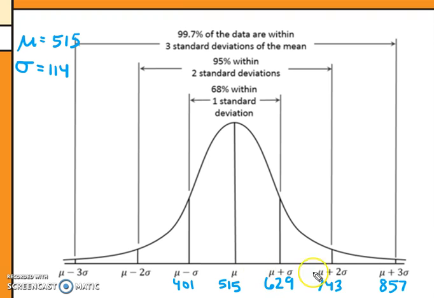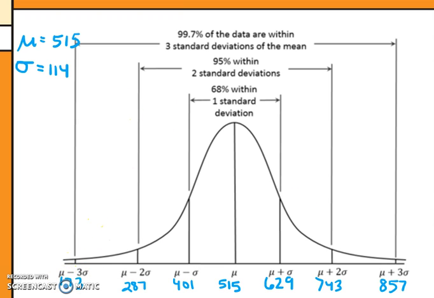So these are the actual test scores that correlate to the z-scores of 3, 2, and 1. The z-score being how many standard deviations above the mean you are. And then 401, if we want to go another 114 below that, is 287. And another 114 below that is 173.